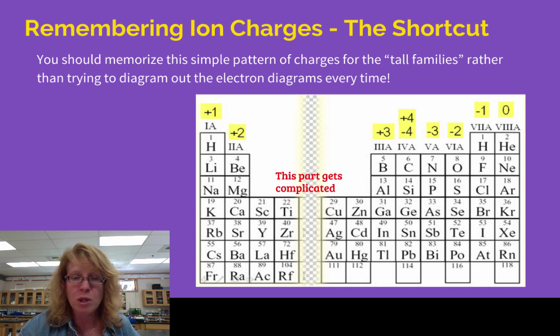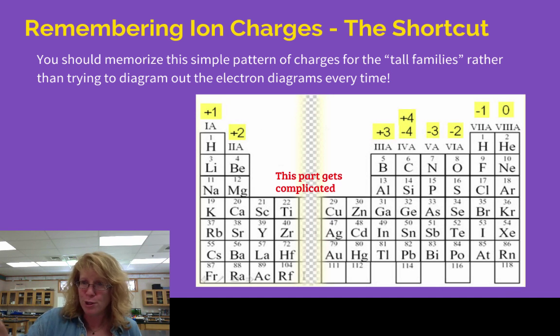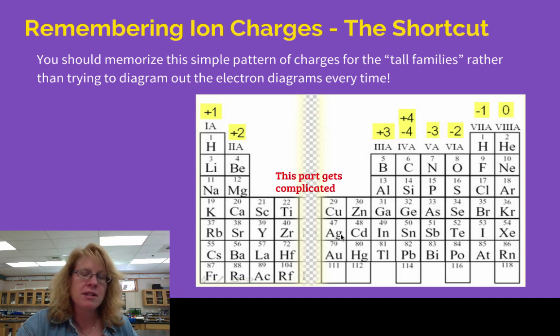It's fine either way, but a lot of times it's nice to be able to look at the periodic table and cheat, right? 1, 2, 3, 4, 3, 2, 1. The middle part down here, notice how this is kind of fuzzed out. This part gets complicated. Basically, the short answer is they have more than 1 charge. There's no easy pattern, and we'll talk about that in the next unit, so don't worry about it right now.